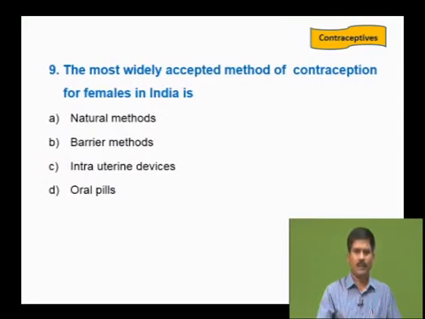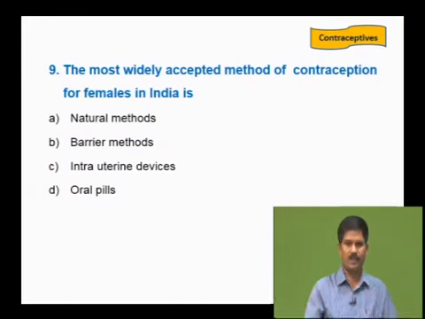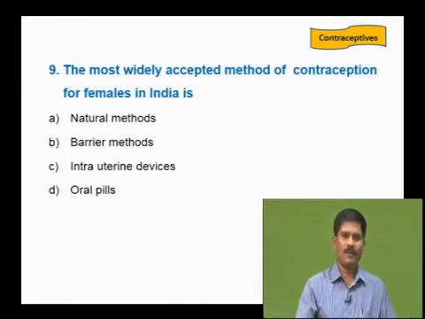The most widely accepted method of contraception for females in India is, commonly in our India, poverty is one of the reasons. They may not afford to go for high contraceptive methods. Therefore, intrauterine devices are the best methods for females in India. The most widely accepted methods of contraception for females in India are intrauterine devices, not the natural methods, not the barrier methods, and oral pills. So therefore, C is the right option.